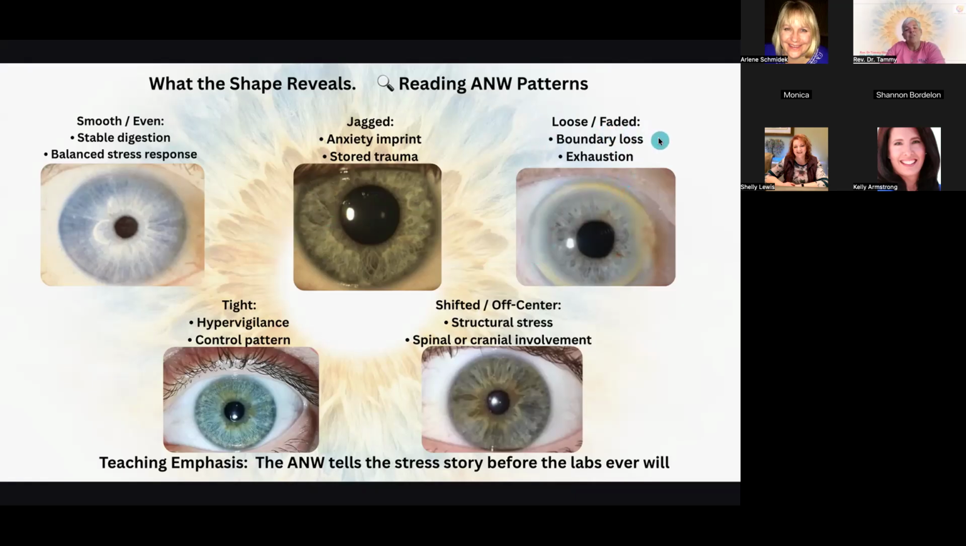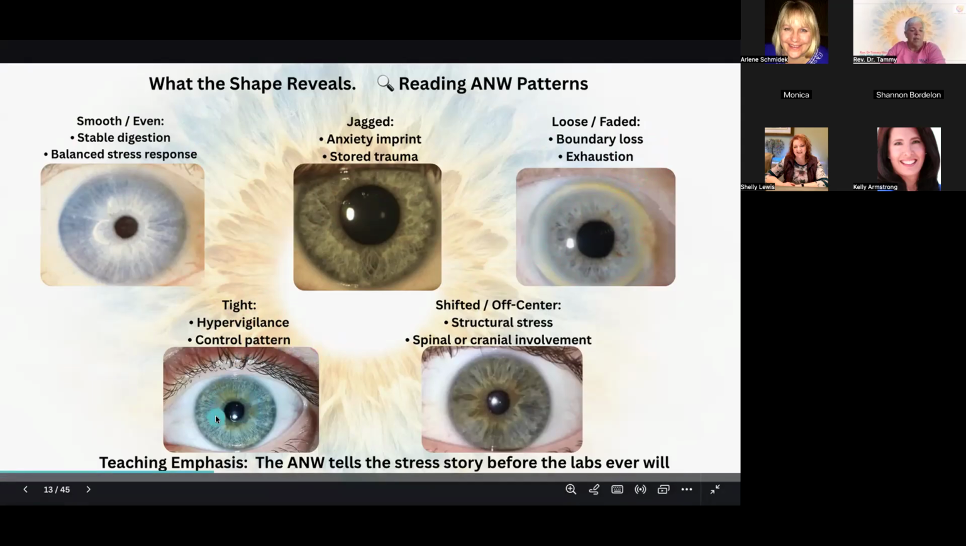This one is a loose, faded kind of boundary: loss, exhaustion. You see it, but it's just kind of loose, and you don't know where the boundary really is. I can see it because I'm trained, but it's pretty loose here. You can't really make it out. Then down here, you have the tight hypervigilance control pattern. So this is probably a type A personality. They're very constricted with their movements, their thoughts, things like that.